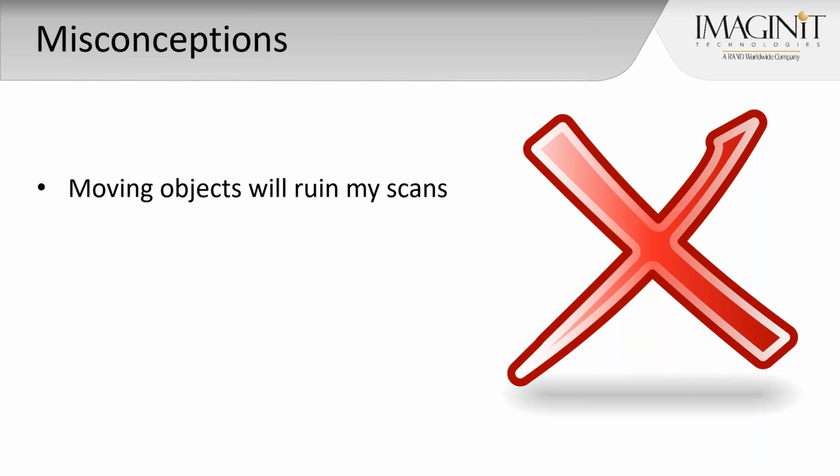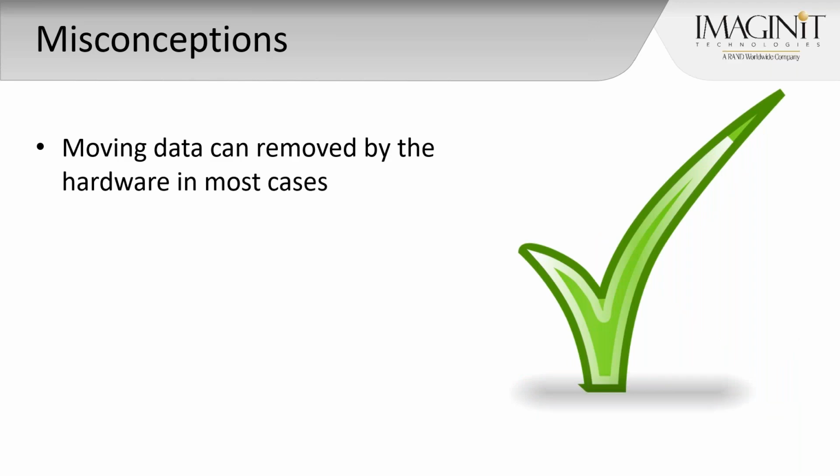This is the one I hear a lot as well. Moving objects will ruin my scans. When I say moving objects, obviously I'm referring to cars or people or bikes or whatever. Anything moving through the scan. And simply, that's not true.